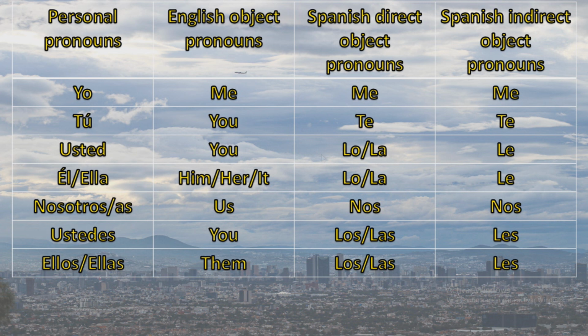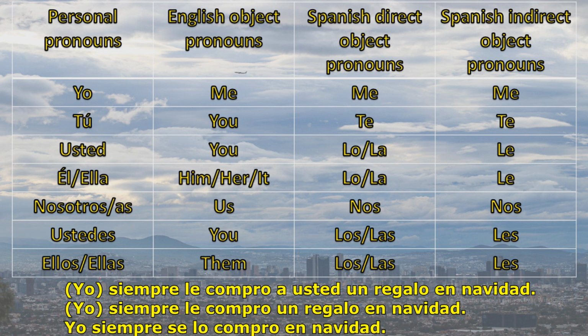Okay? So in this case, yo siempre le compro. To whom is the present? To you, right? But in a formal way. So I choose usted because I am talking in a formal way, and I choose le, okay, the indirect object pronoun le because I am talking about you but in a formal way. So, yo siempre le compro a usted un regalo en Navidad, or yo siempre le compro un regalo en Navidad.